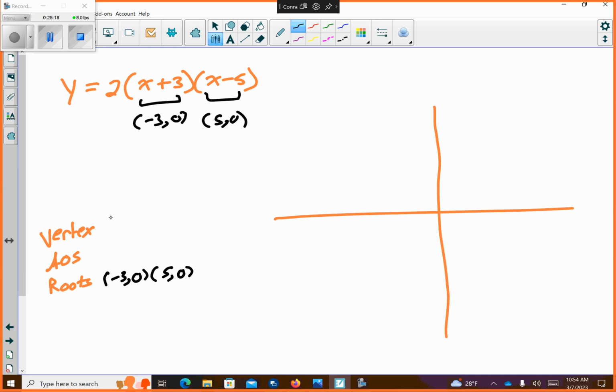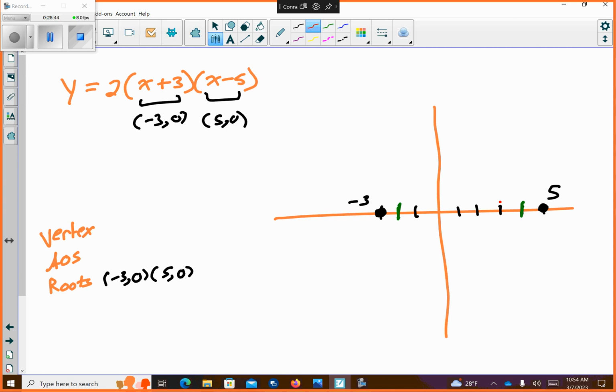So go ahead and plot these. 1, 2, 3. That's negative 3. And then 1, 2, 3, 4, 5. That's 5. All right, this is the one that we have to count inward. Notice I'm going to change colors. I'm going to count in 1. I'm going to count in 1. Still with me? Bless you.